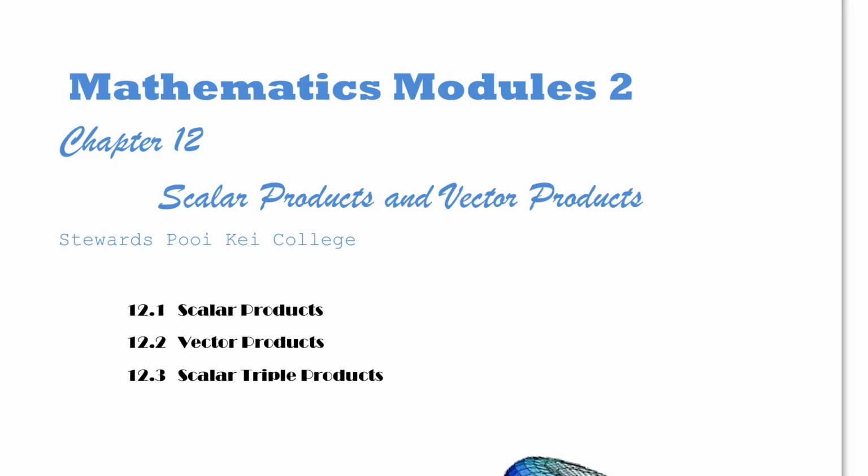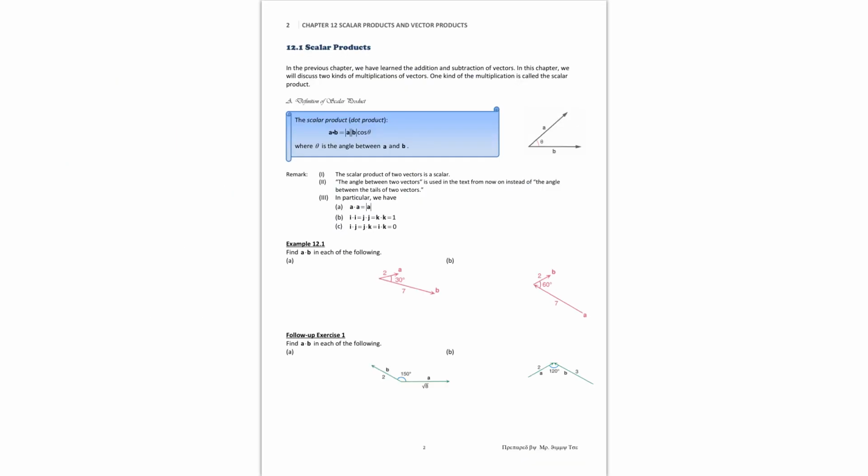Chapter 12: Scalar Products and Vector Products. In Chapter 11, we already discussed how to do the addition and subtraction of vectors. In this part, we will discuss how to do the product of vectors, but there are two kinds of multiplication in vectors. The first one is called the scalar product, and the second one is called the vector product. Let's see their definitions.